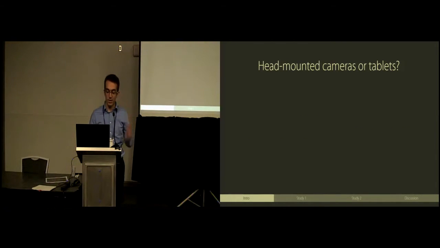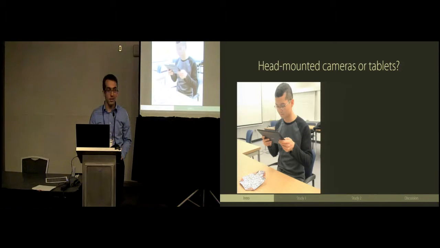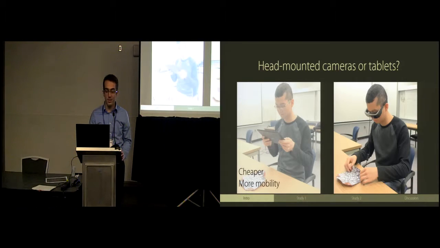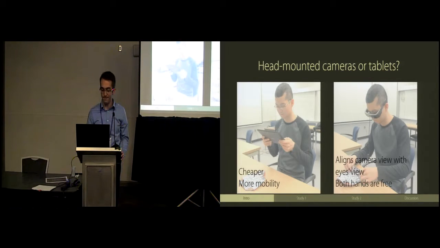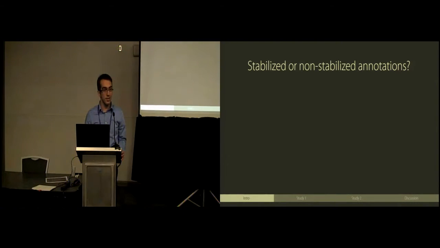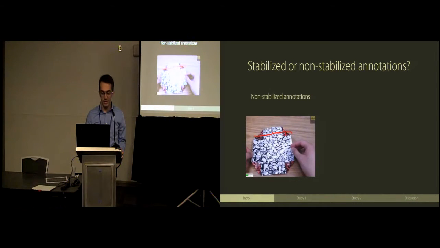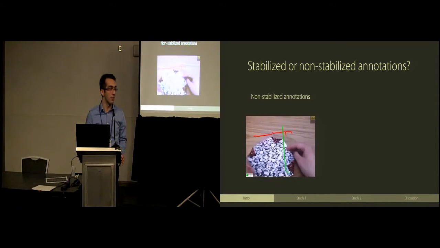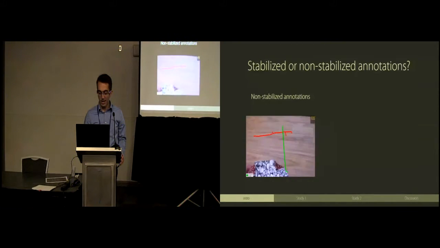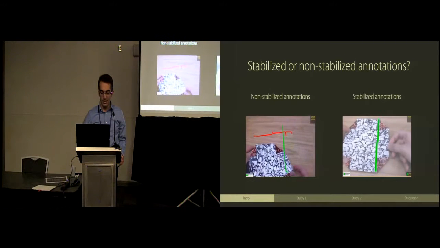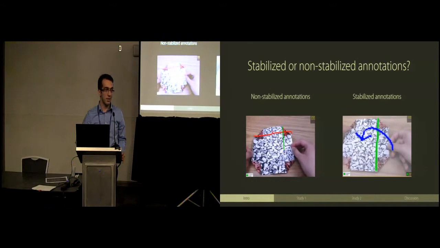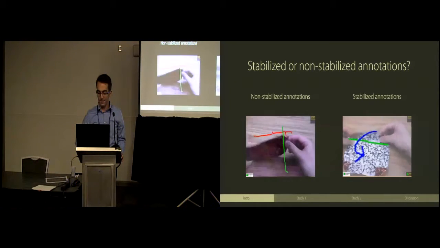So in terms of the device configuration for the worker, we have tablets that are cheaper and they provide more mobility for the worker person. And we have head-mounted displays that free both hands and they align the camera view with the eyes view. And in terms of the annotation systems, let's watch them again in action, but this time in the context of our study tasks. So we have non-stabilized annotations that, as you can see, are drawn atop the video and not anchored to any objects in the scene, and stabilized annotations that require augmented reality techniques to be implemented, but they are anchored to the objects in the workspace.